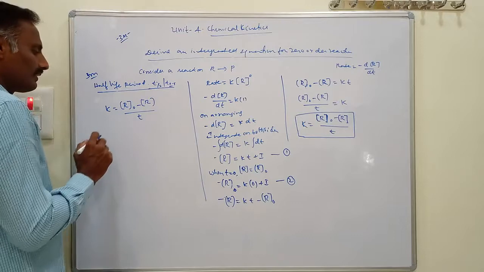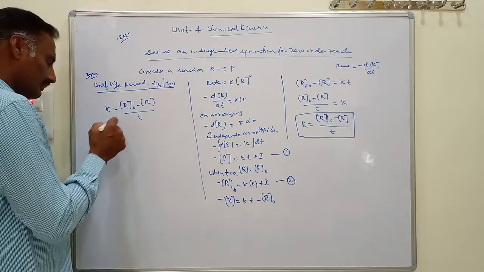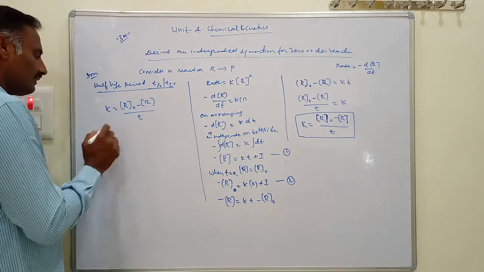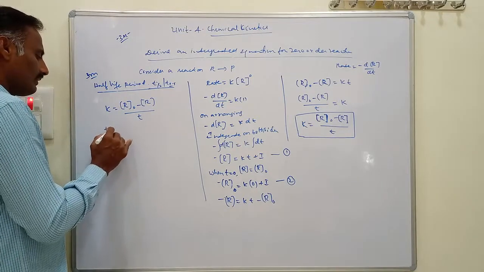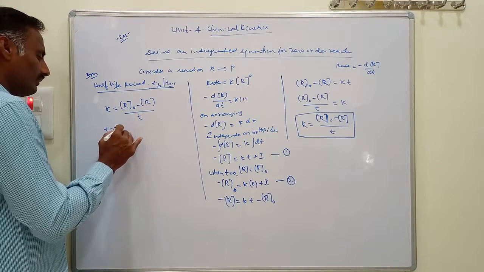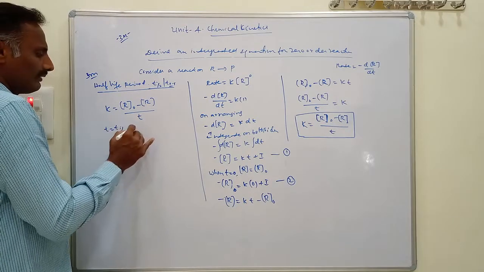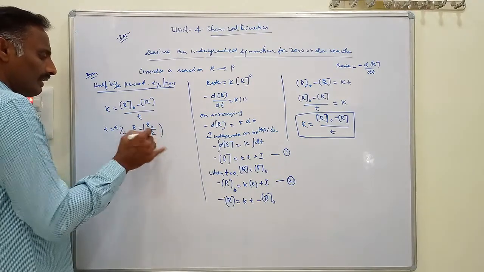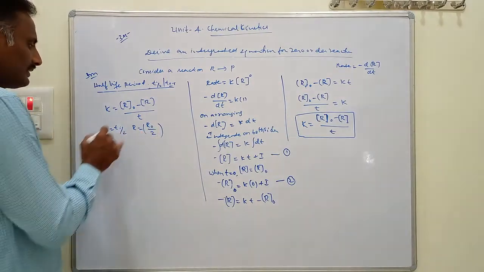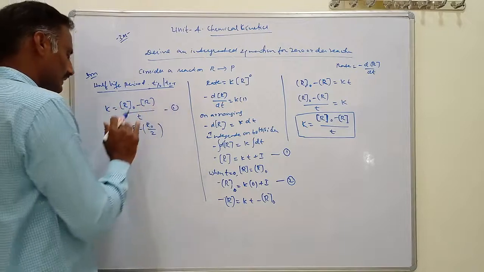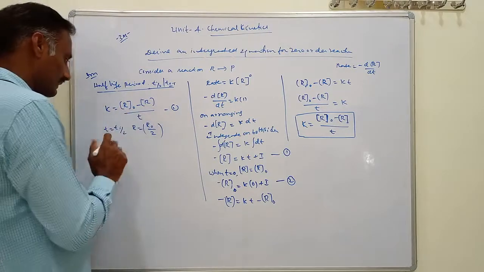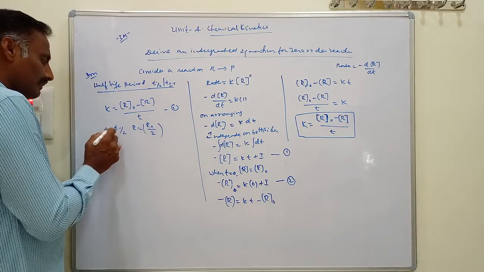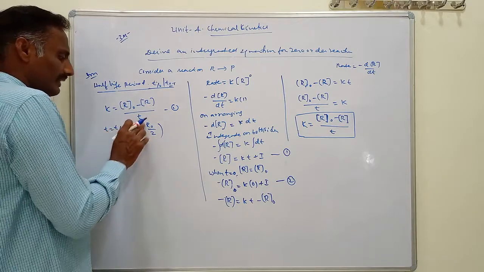What is the half-life period? It is the time required to reduce half of the initial amount. So we know that T equals T half, then R equals R naught by 2. Substitute this in equation 1, the integrated rate equation for zero order reaction. In place of T we write T half, and in place of R we write R naught by 2.